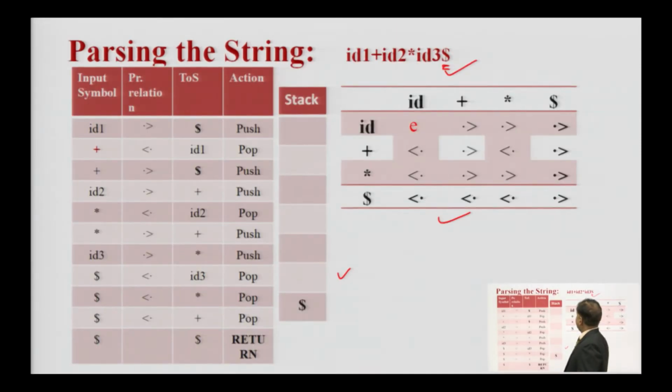Now, the algorithm is that I will start from the current input symbol, that is id 1, and id 1 will be checked with the current top of the stack, that is currently dollar. So, here this is my current input symbol id 1 and top of the stack is dollar. I will discuss the relation between the id 1 and dollar from this precedence table. So, what I find is id and dollar is having higher precedence, right.